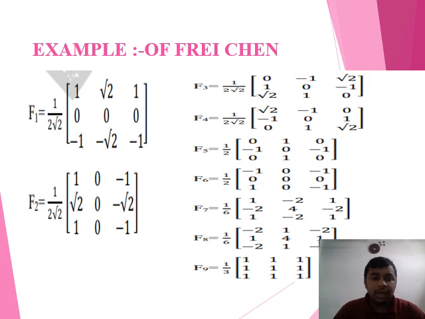The matrices are as shown below: 1 upon 2 root 2, 1 upon root 2, 1 0 0 0 minus 1 minus 2 minus 1, f2 equal to 1 upon 2 root 2, 1 root 2, 1 0 0 0. From this matrix, the I2 is considered as the index 2, the second layer, and here the vertices are changed.